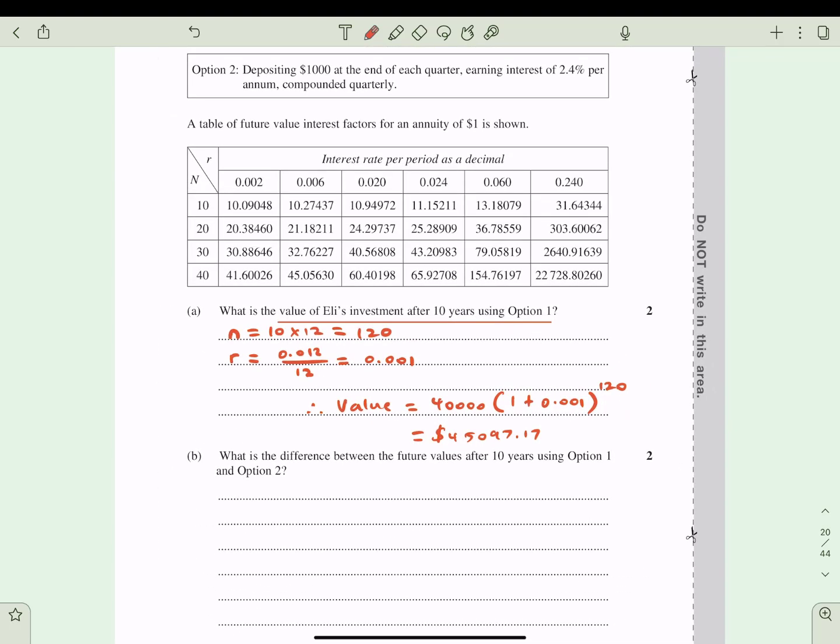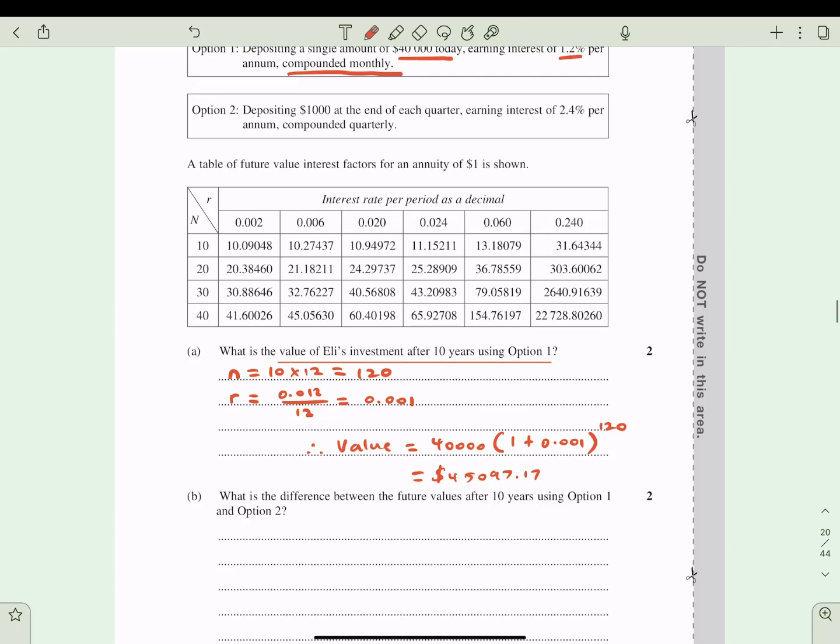Part B. What is the difference between the future values after 10 years using option 1 and option 2? So, we know the future value using option 1 because that's what we just did in part A, but now we need to find it for option 2. So for option 2, keywords, compounded quarterly. What that means is a quarter is one period.